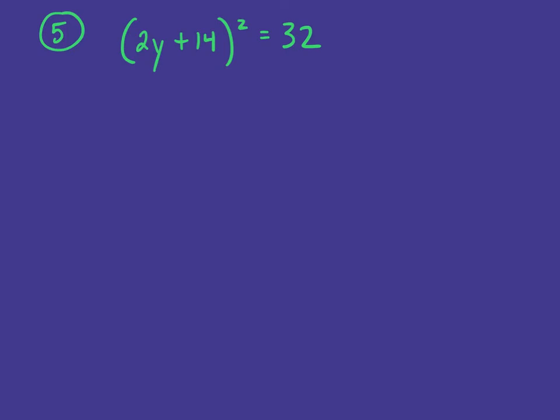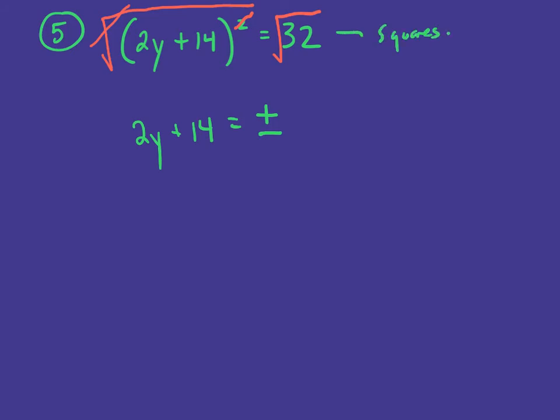Next, what you want to do is square root both sides. So step 1 we took care of, and then step 2, square root the left and the right. That gets rid of the square there. And we're left with 2y plus 14 equals, be careful you don't forget the plus or minus. And then, again, the square root of 32, that's not a nice one like square root of 25. So we're going to look for squares in it.